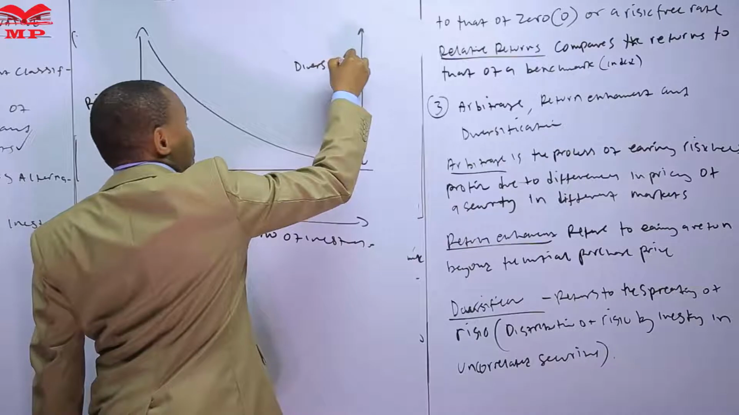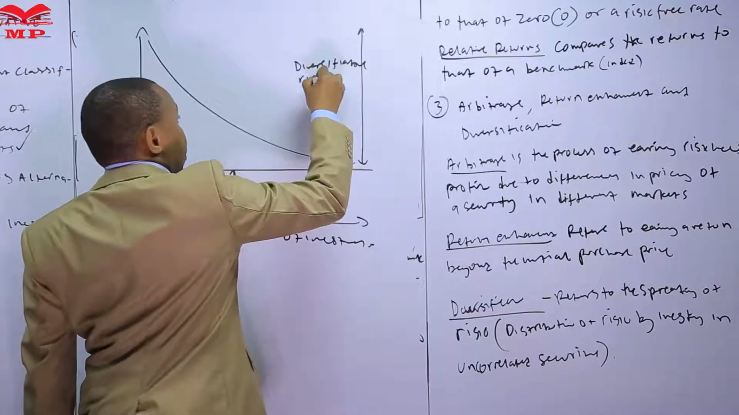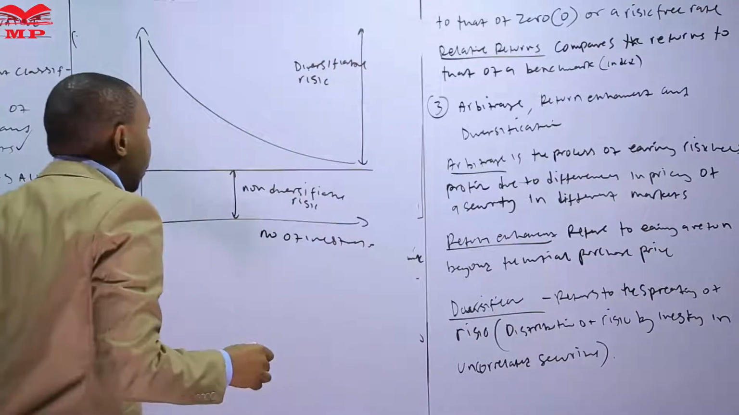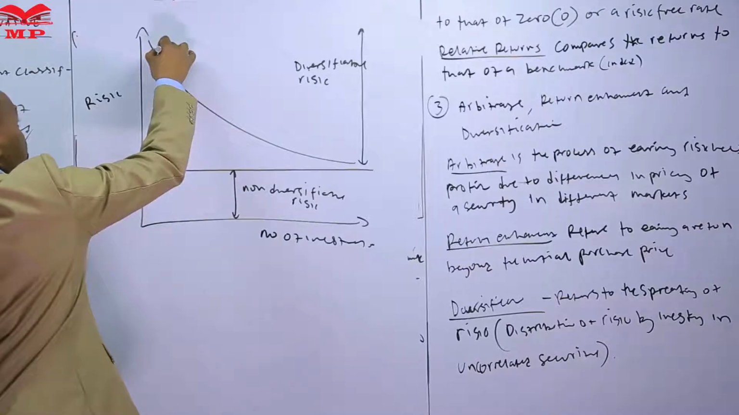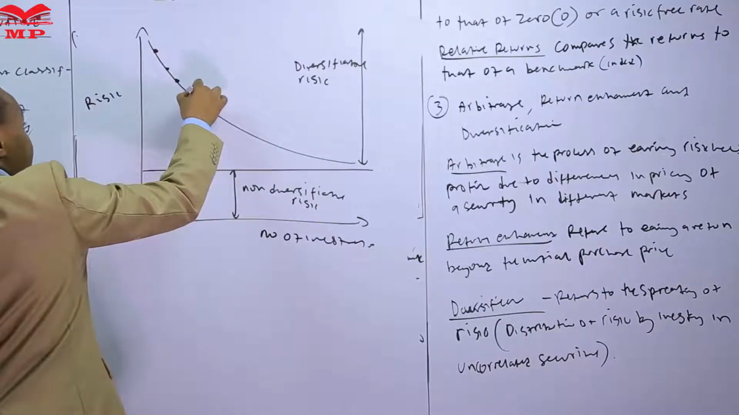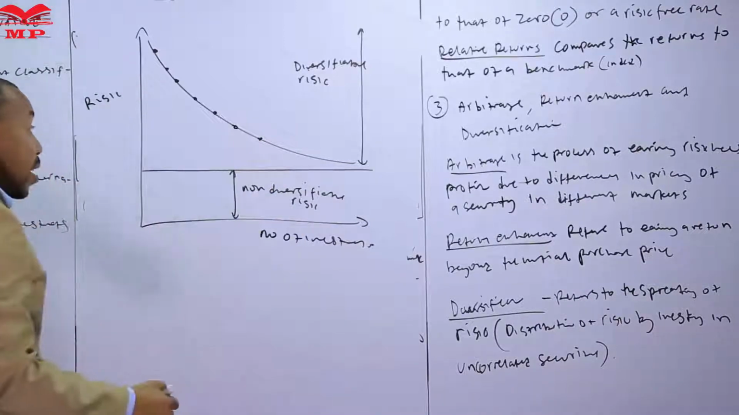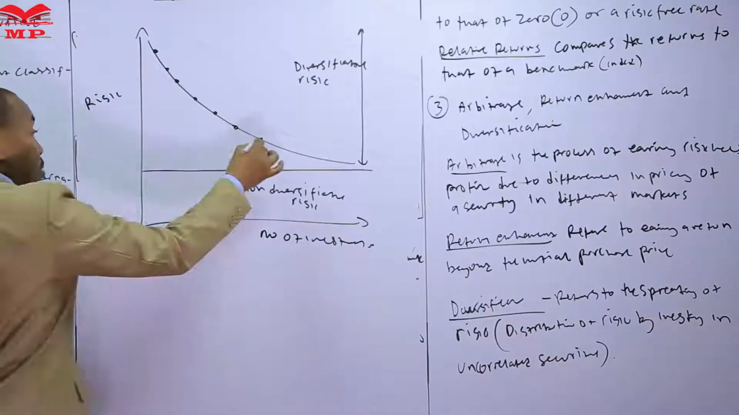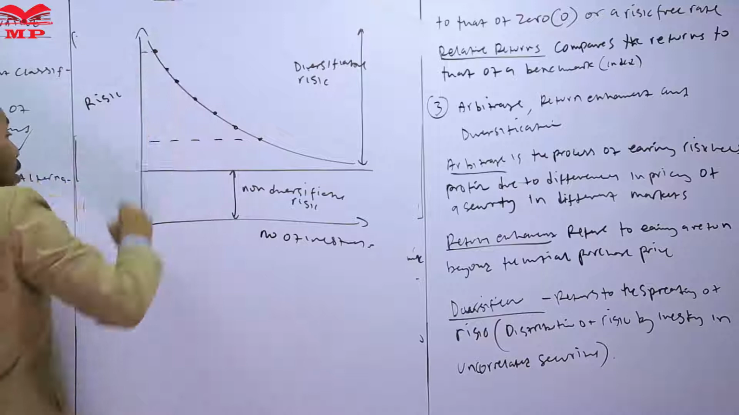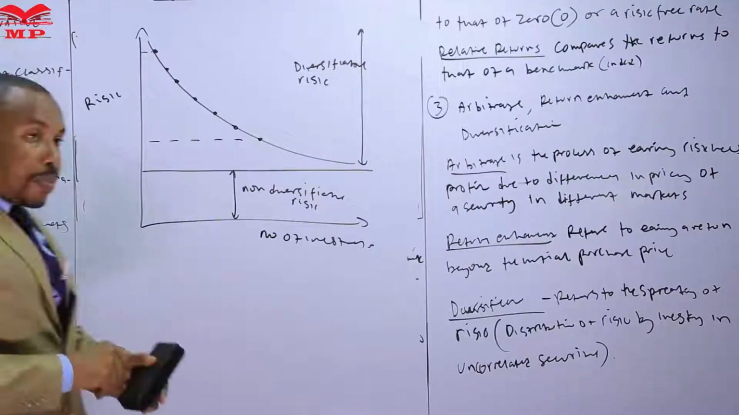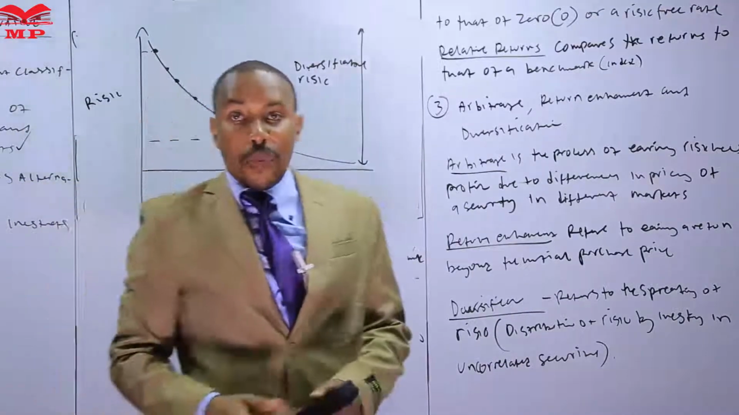Diversifiable risk there. So we are saying that if you invest in uncorrelated securities, alternative investments tend to be very good diversifiers or spreaders of risk there. Now this brings us to the end of this topic.